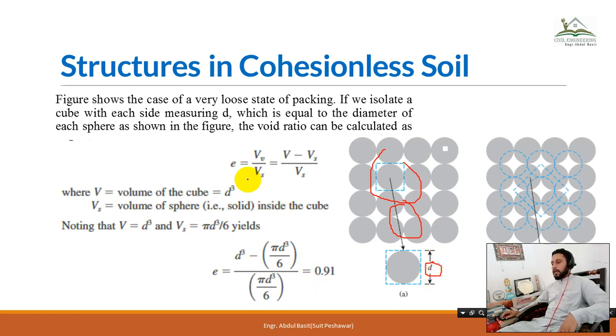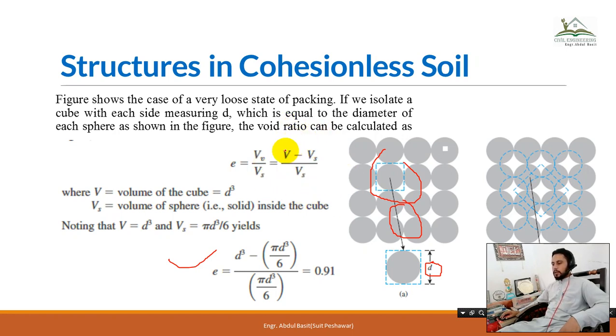So how to develop this formula now? Simple. What is void ratio equal to? Void ratio is equal to volume of the voids divided by volume of soil solids. Now how can we define this volume of voids? Simple. From the total volume you will subtract the volume of the solids, and then divide by volume of solids. So this can be the formula.